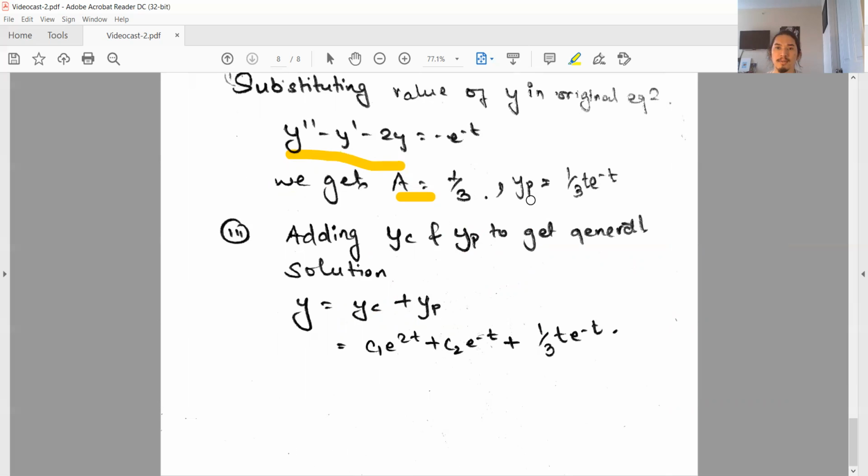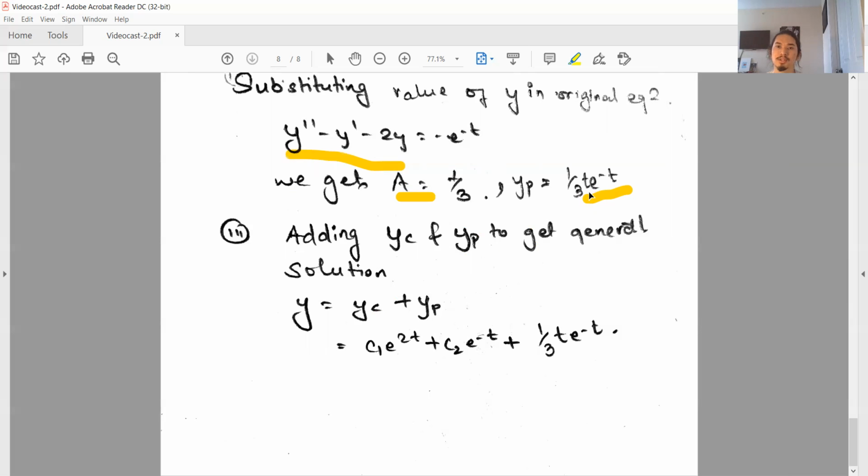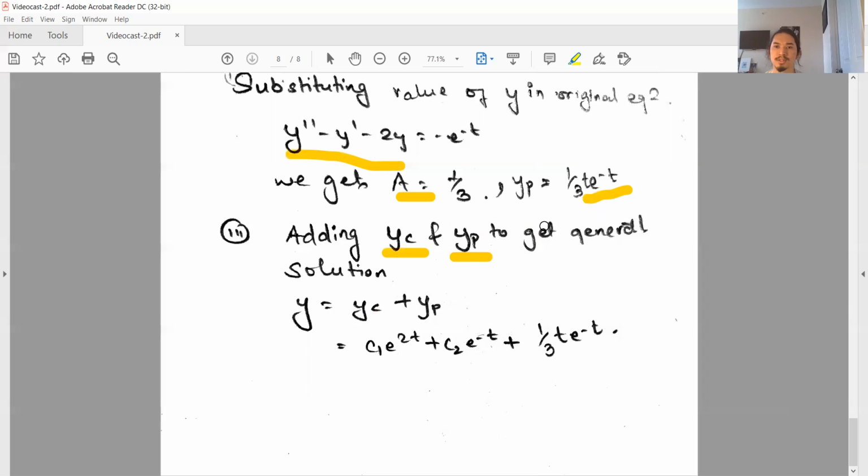So putting the value of a in, we get yp equals 1 over 3 t e to the power negative t, since we multiplied by t, we include the t as well. After that, the final step is to add yc and yp. yc is this value right here, and yp is the one we just found. We get y equals yc plus yp. So yc is c1 e to the power 2t plus c2 e to the power negative 2t, that is this one right here, plus yp, which is this one right here.